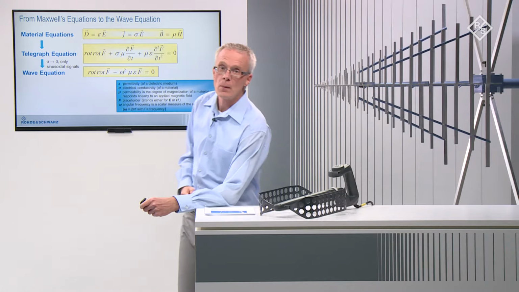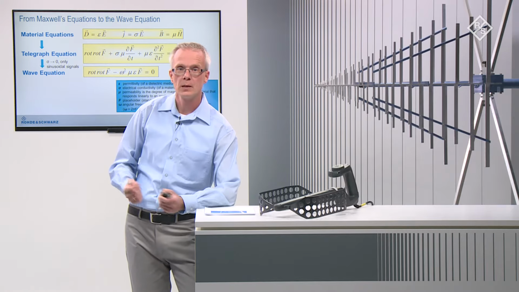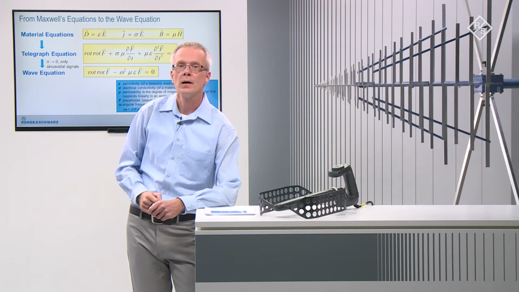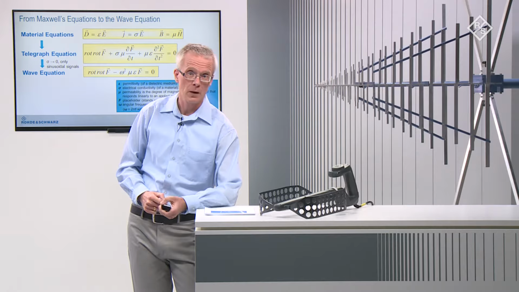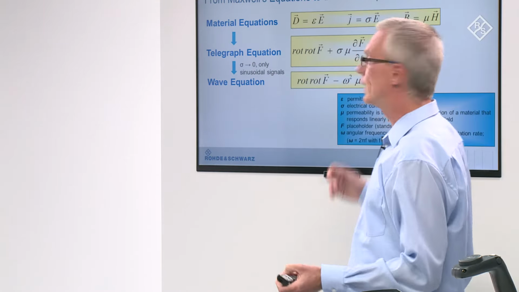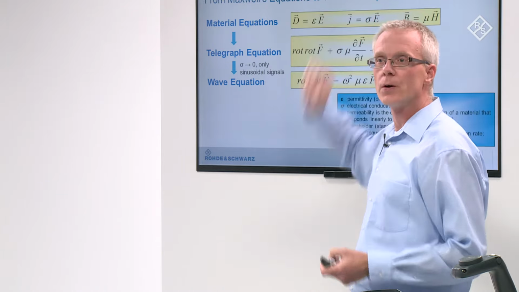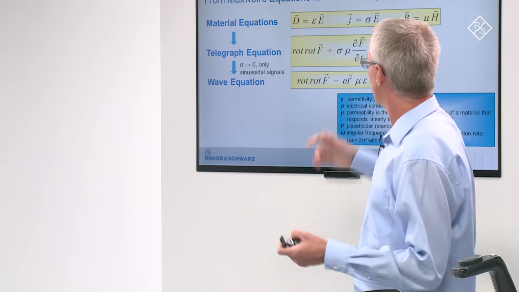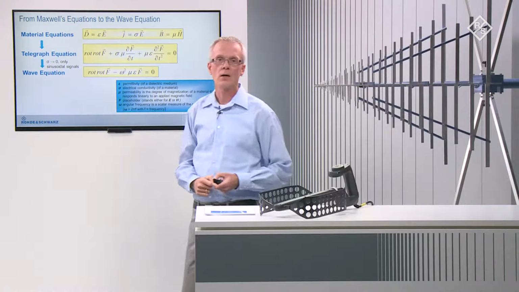In order to describe wave propagation in a more understandable way, we can simplify the complicated math involved in Maxwell's equations. With the help of the so-called material equations, a second-order differential equation called the telegraph equation can be derived.